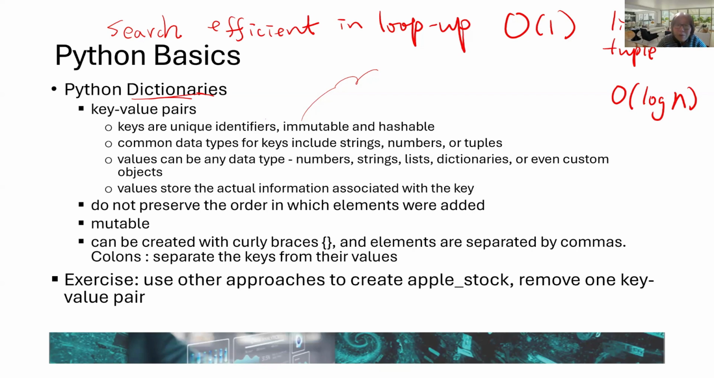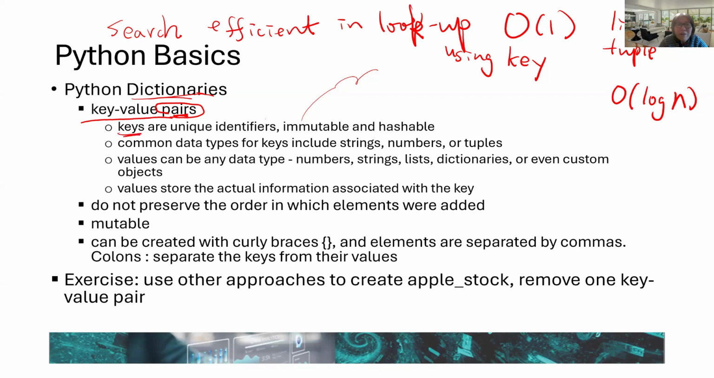But for dictionary, the advantage is it's efficient in lookup. Why? That's because in a dictionary, each element is not just a single item. It's a key value pair. And you're going to look up using the key. So this is something like your address book or phone book. You use the name, then find the phone number. So that's why it's very quick.